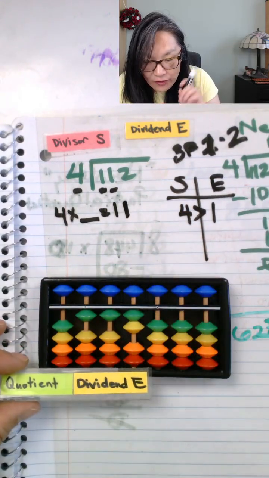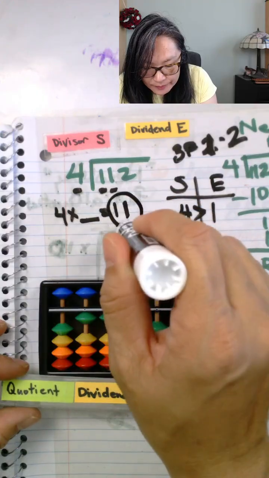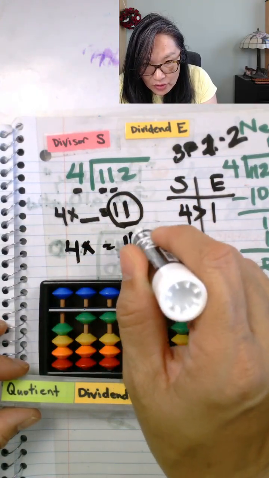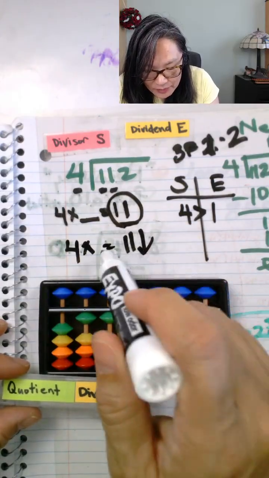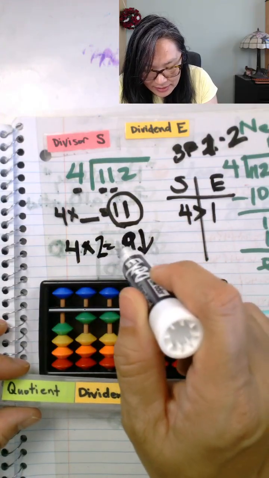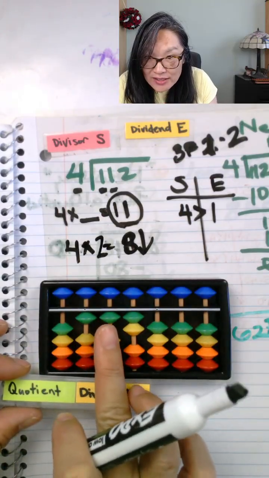So now we have our question, we're going to set it up. We got to go close to this number. Something times 4 is equal to 11 or less. Something, 2, right? 2 times 4 is equal to 8. 8 is a single digit. I go here and I have to subtract 8.